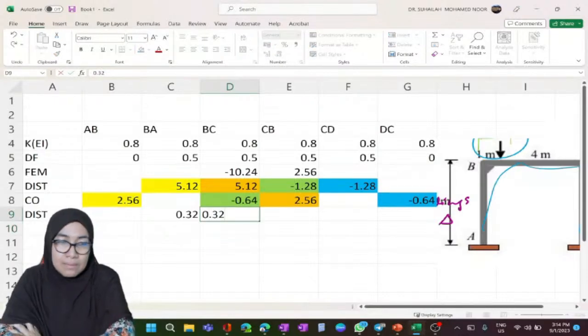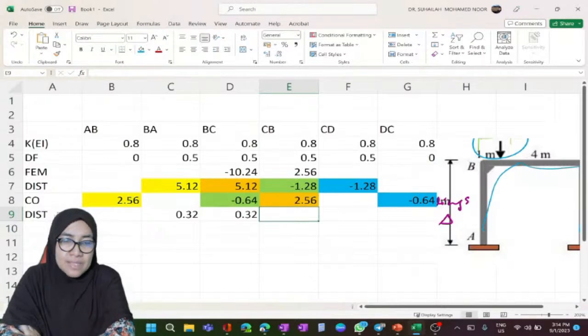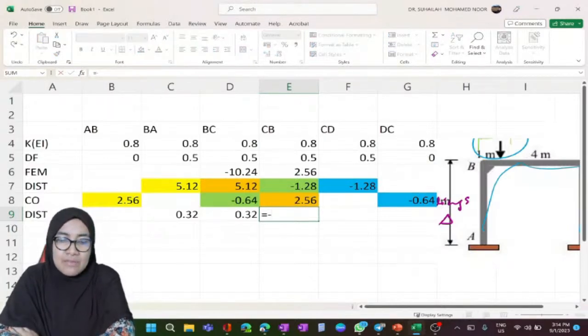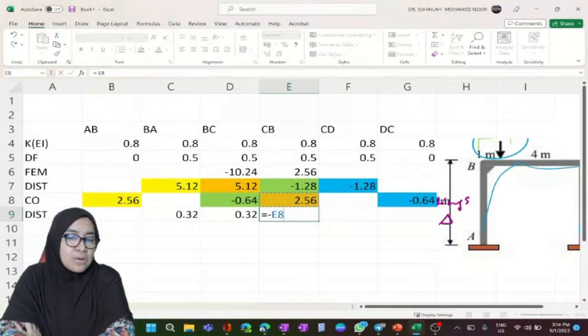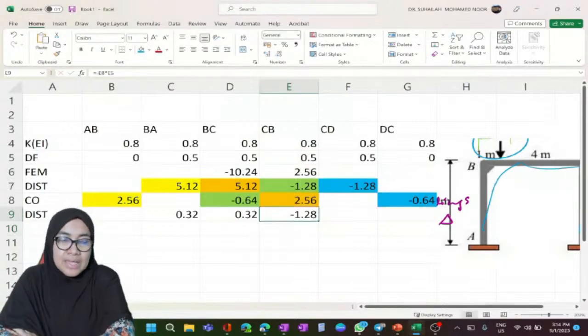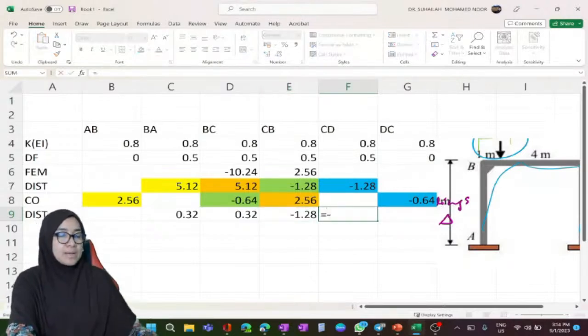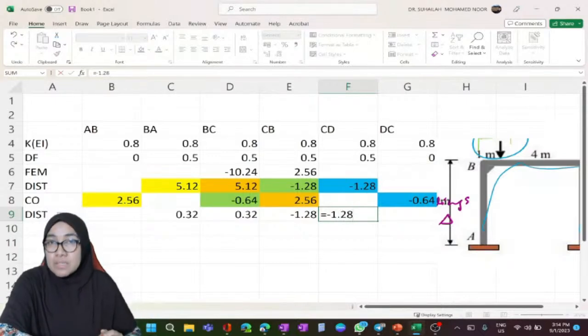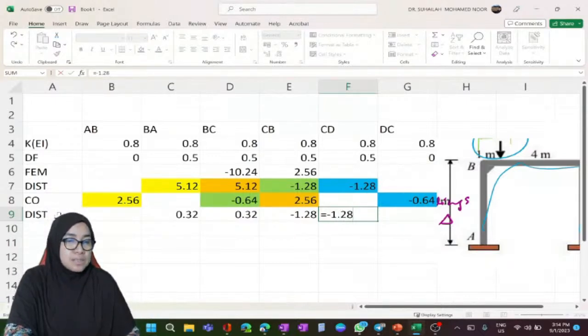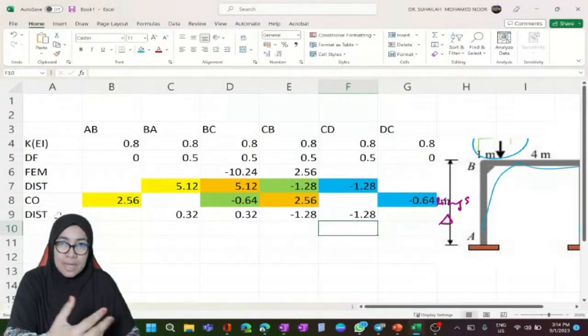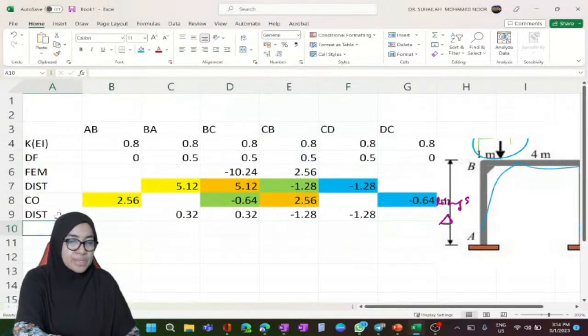Again 0.32. And then the 2.56, we put a negative because we have to change sign. Multiplied by 0.5, because the factor for CB is also 0.5, we get negative 1.28, and we get the same because of the distribution factor. If not, we have to calculate carefully. Next, continue with carryover.